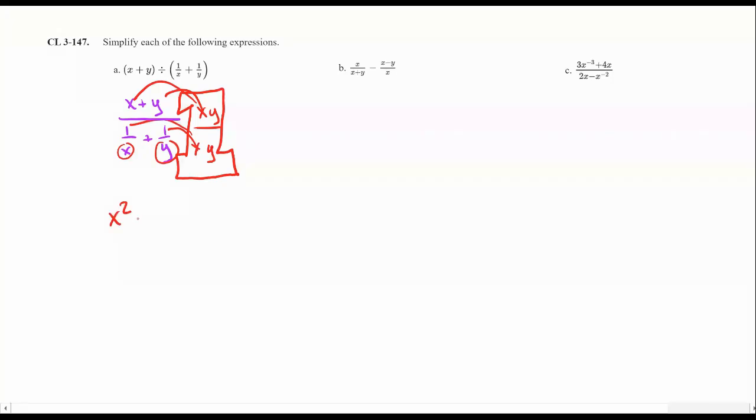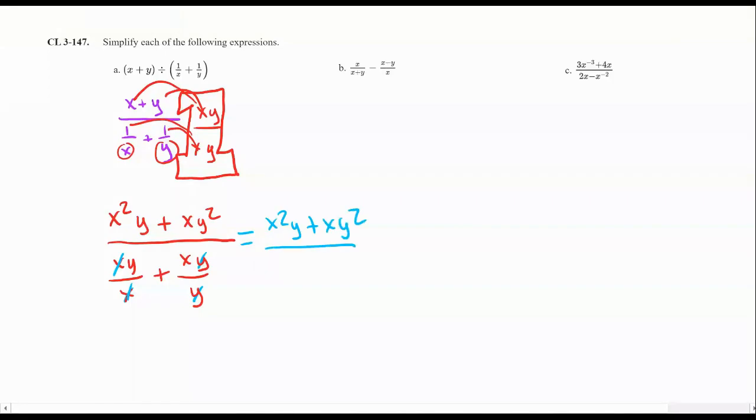We end up getting x squared y plus xy squared. And then on the bottom, I got xy over x plus xy over y. And if I did everything right, this next step here, I should be able to cancel out any of these smaller denominators here. So I should really end up with, oops, my fault. So on this one here, I should be canceling out the x's. And so I get x squared y plus xy squared over whatever's left, which is just y plus x.